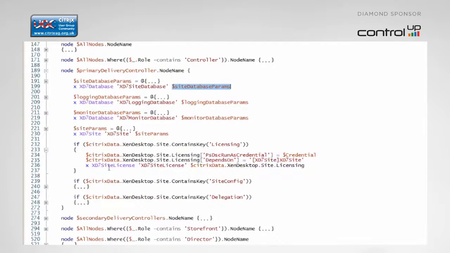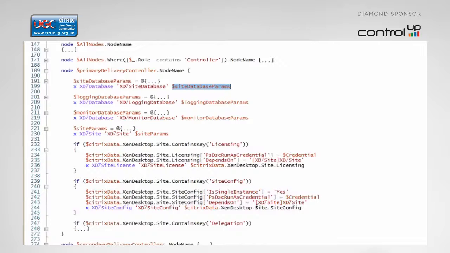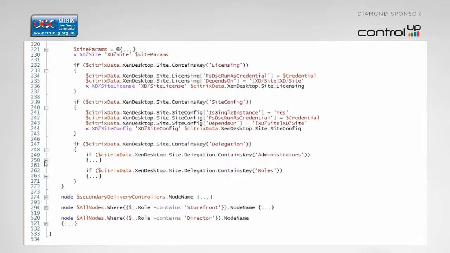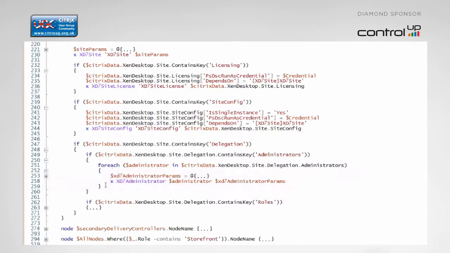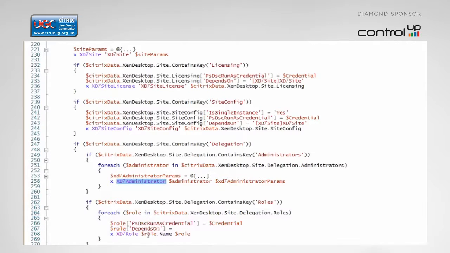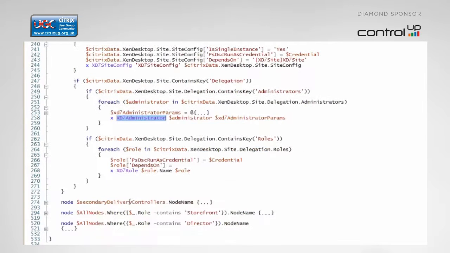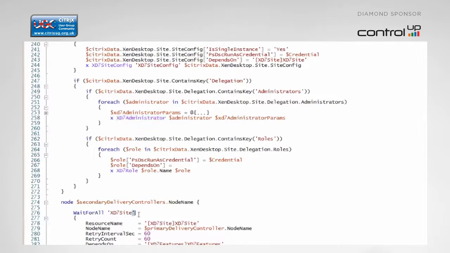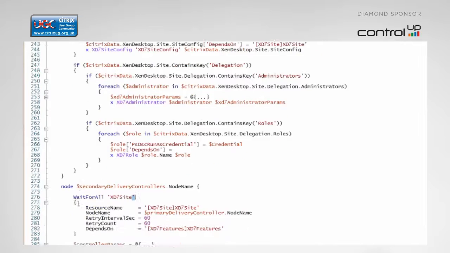If you specify licensing information, we're then going to configure the site licensing. If you specify site configuration, then we're going to run that as well. And then if I've got any delegation configured, any administrators, it's going to go through and add them via the XD7 administrator resource, create those administrators, and then assign them to the role that is assigned within my configuration data. And obviously for the secondary delivery controller, notice that there's this cross-node dependency, so it's going to wait for the site to become available before the secondary delivery controllers will try and join it.